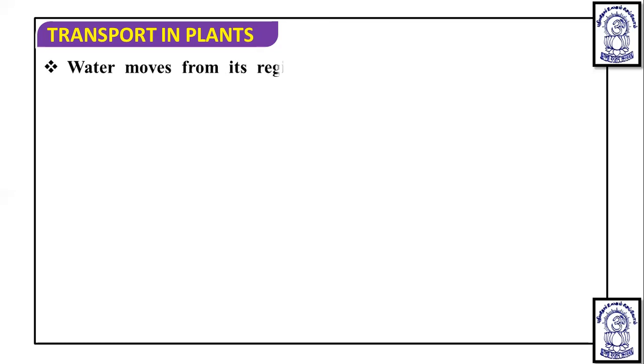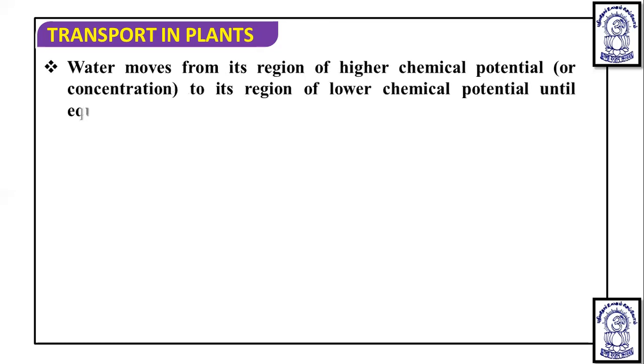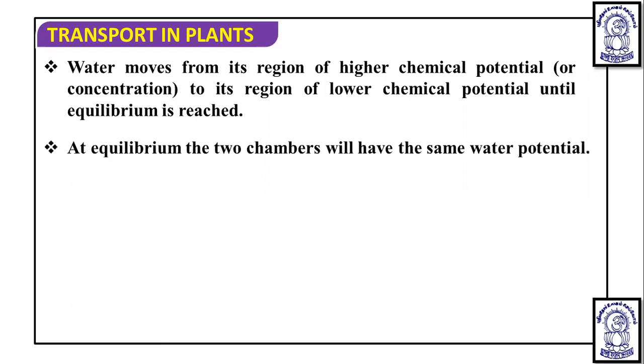Now, water moves from its region of higher concentration or higher chemical potential to the region of lower chemical potential or lower concentration, and this movement continues until equilibrium is reached. At equilibrium, both sides or both chambers will have the same water potential, or we can say the same water content or solvent content. So that is osmosis.